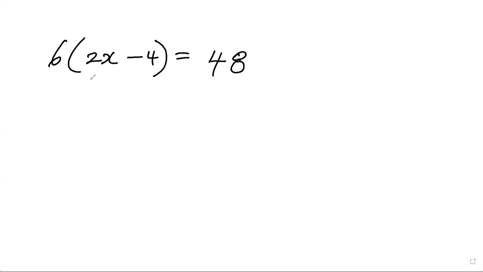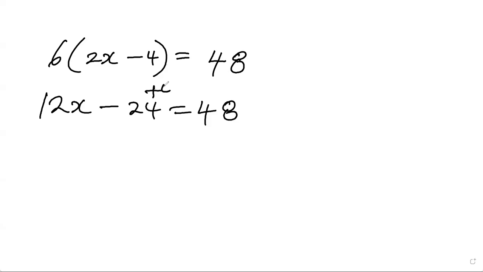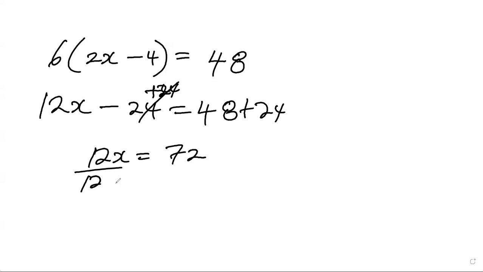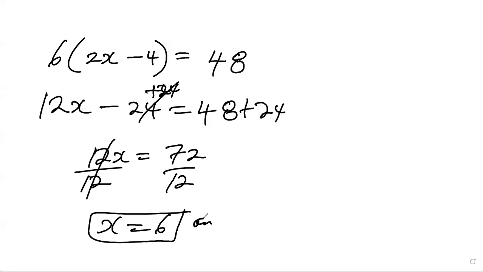Expand the bracket, so 6 times 2, that's 12, so that's 12x. 6 times negative 4, that's minus 24, and that must equal 48. So the fact that you have minus 24, we're going to add, which is to take the opposite. So we add 24 to both sides, which will give us 72, and then we divide by 12. 12 into 72 goes 6 times. So our answer is 6.